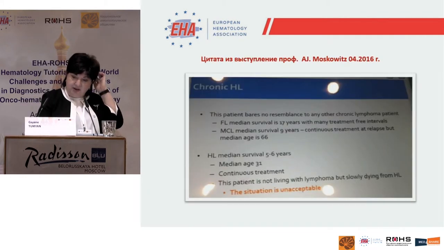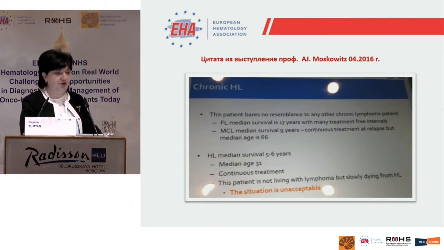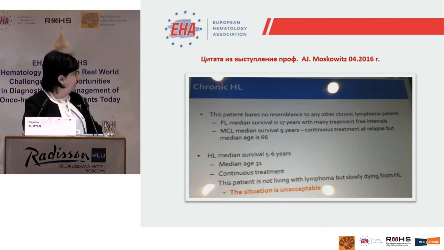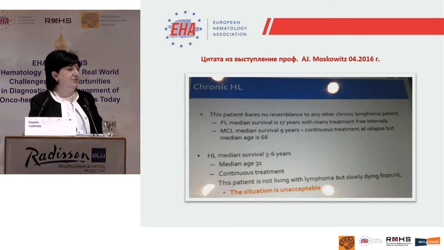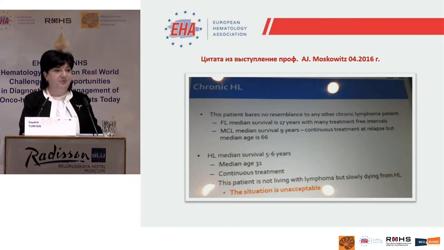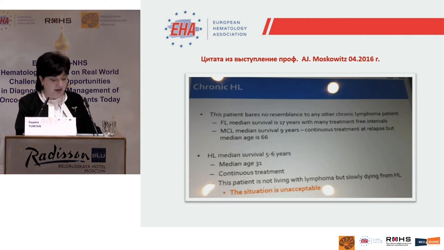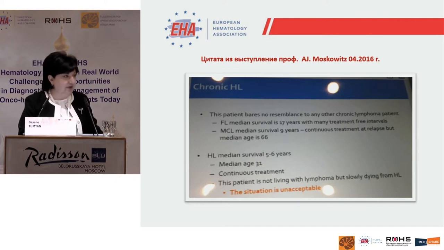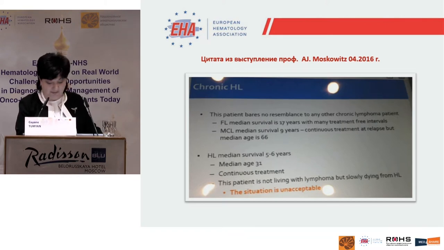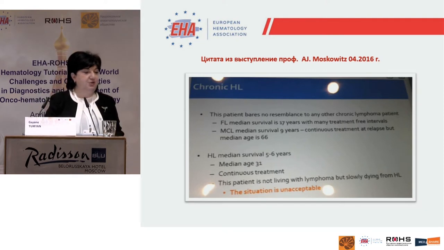Вы знаете, я на одной презентации профессора Московича просто сфотографировала этот слайд, очень неудачно, но тем не менее хотела показать его вам дословно. Я впервые услышала выражение «хроническая лимфома Ходжкина», потому что мы не используем этот термин при лимфоме Ходжкина. Но как назвать ситуацию, когда больной, причем молодой, в течение 5-6 лет находится на непрерывном лечении? И последнее выражение: эти больные не живут с лимфомой, а медленно умирают от лимфомы Ходжкина. В общем, эта ситуация недопустима.